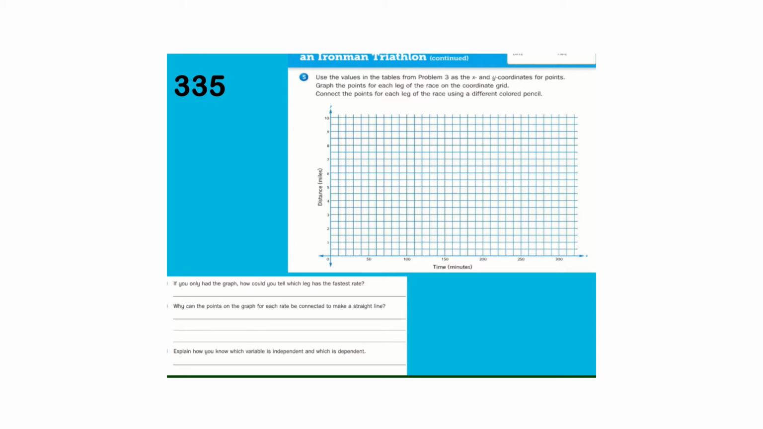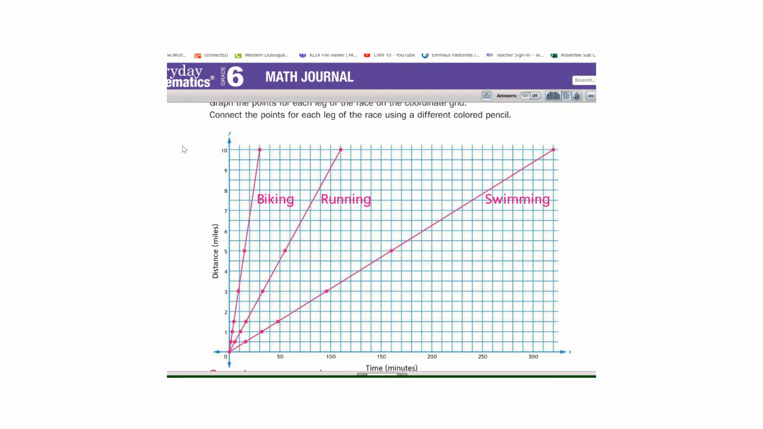Okay, using these values from problem 3, and we will graph them. So it says to use a different colored pencil for swimming and the biking and the running, and that might be the easiest, or a highlighter, or if you don't have one on you, just mark them. It's no big deal, they're the same color. So pause the video and do that. And there's how your graph should turn out, looking like that.